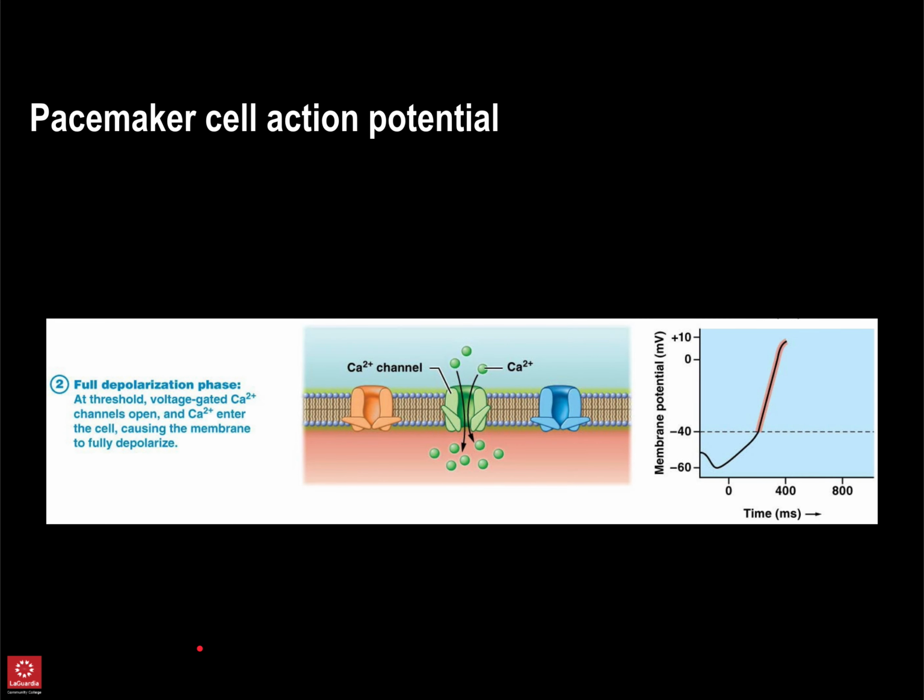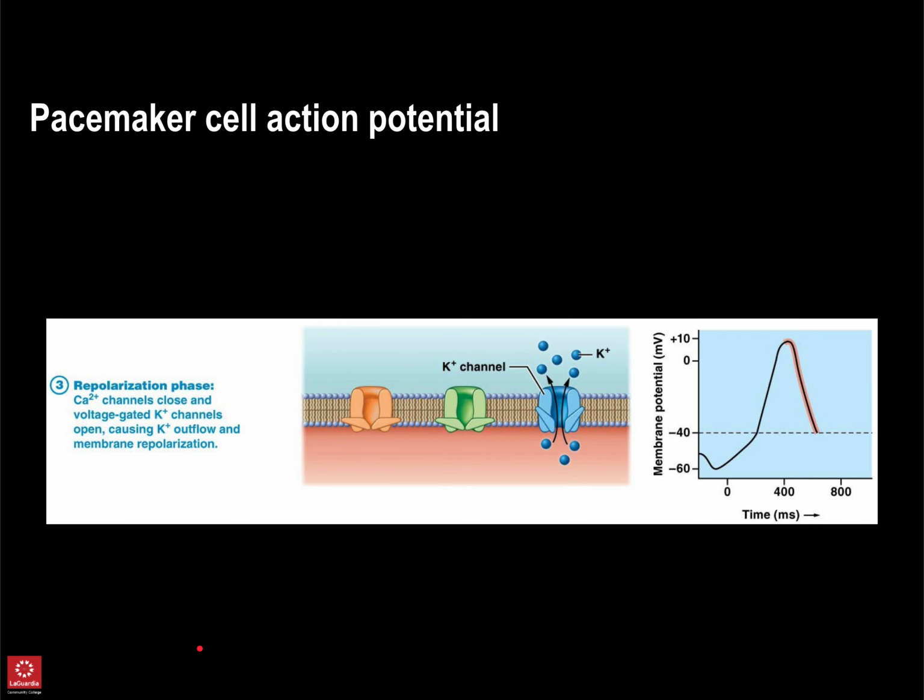Then we get to the full depolarization phase. When the membrane reaches threshold, which in this case is minus 40 millivolts, voltage-gated calcium ion channels open, which allows calcium ions to enter the cell and thereby causes the membrane to fully depolarize.